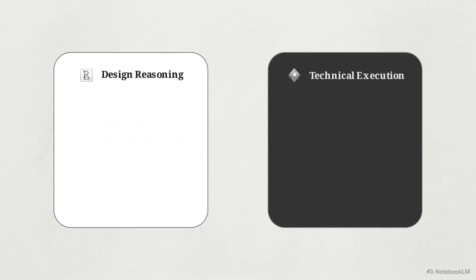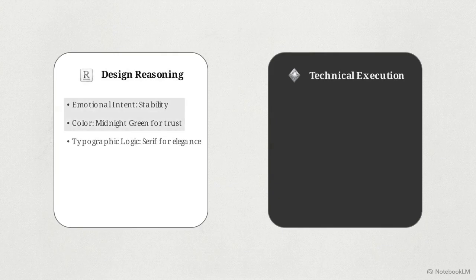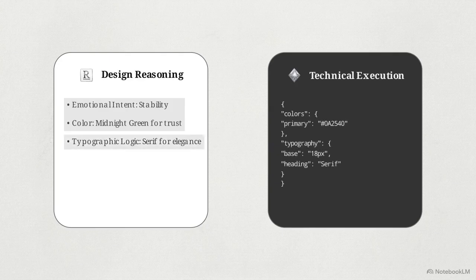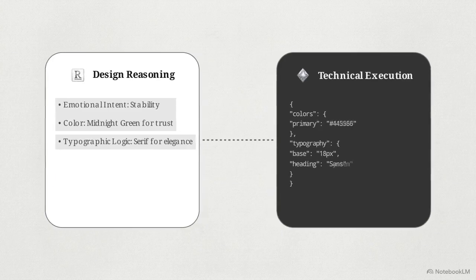Front-end architecture has historically relied on splitting design systems into two entirely different languages. Human-readable style guides serve as the repository for design reasoning. They capture the emotional intent of a brand and the logic behind typographic choices. Machine-readable configuration files handle the execution. These are lists of technical values, hex codes and pixel dimensions, divorced from the why of the design. Over time, these layers inevitably drift apart.